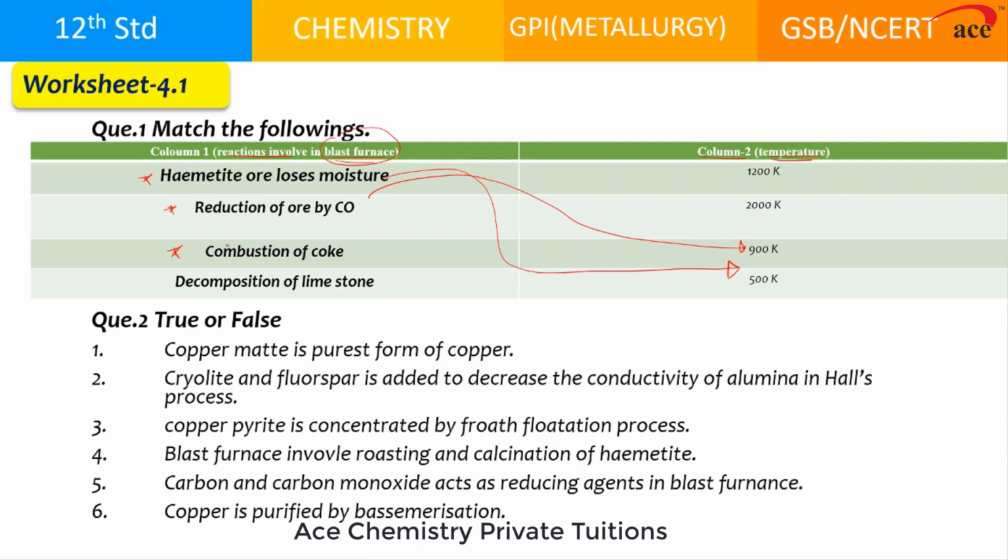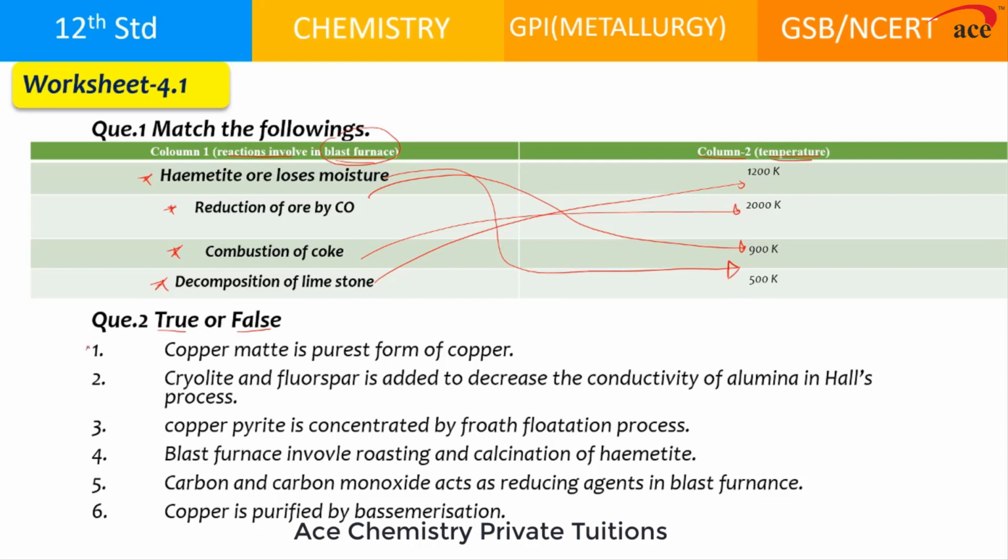Third, combustion of coke. This combustion of coke is carried out in the zone of combustion, at the highest temperature, and the highest temperature is 2000 Kelvin. And decomposition of limestone is done at 1200 Kelvin. Let's move to the next one, true and false.